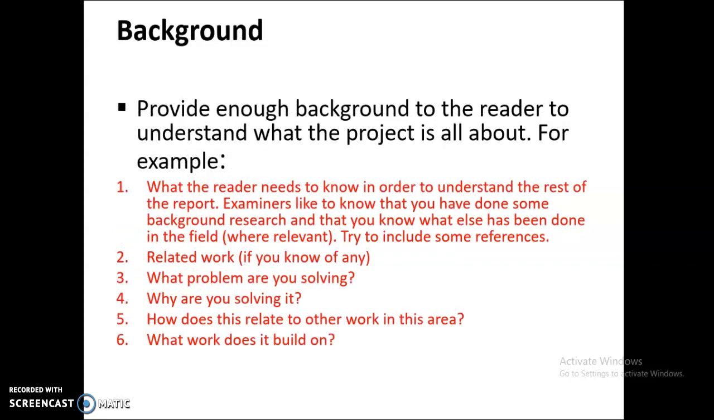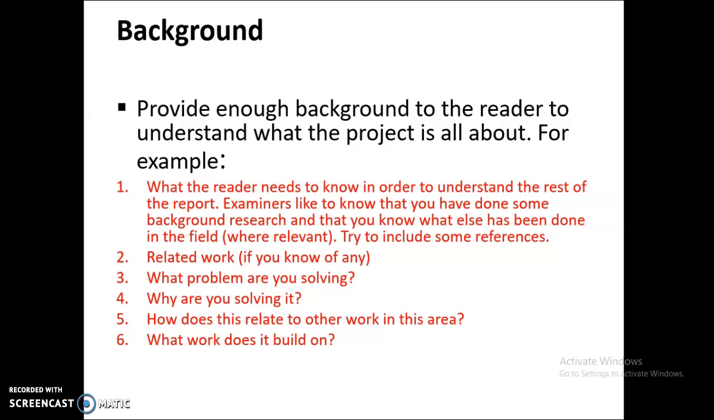The second section is background, and in the background section you provide enough background to the reader on what you understand, so that the reader understands what the project or the thesis is all about. For example, examiners like to know that you have done some background research, and they also like to know what else has been done in the field where you are doing the project.